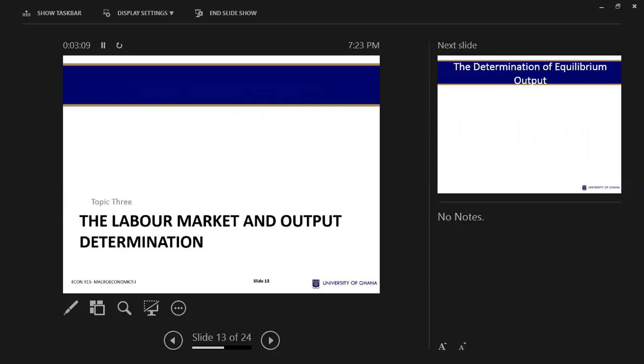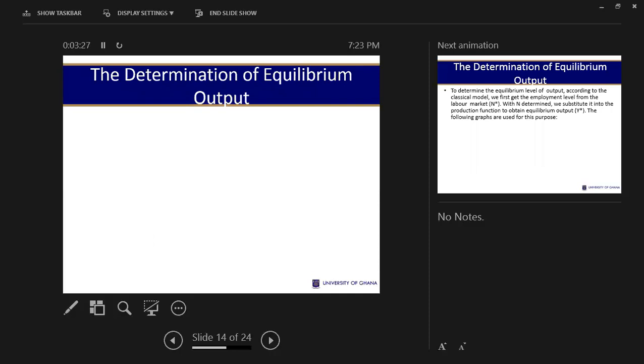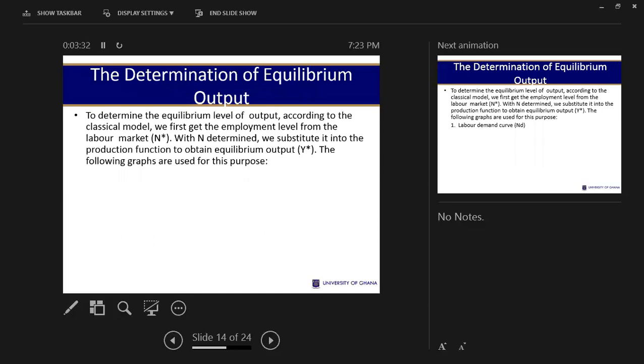Now we want to go to the labor market and output determination. Please take note that the math we'll be doing is always in the past questions, and it's very easy. So let's dive into it. We want to determine equilibrium output. Per this theory, before you can get your equilibrium output, you need to get your equilibrium units of labor, your N. The reason is that the production function is a function of N. So if we are able to get our N, then we can always get our Y.